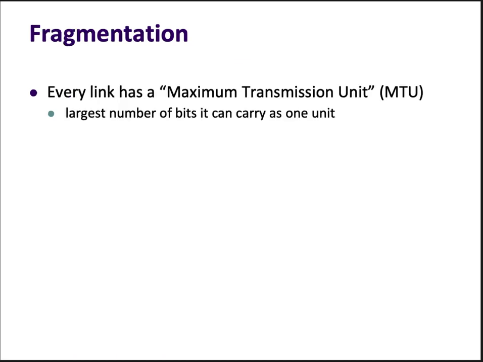Last point on the problems. One of the things that can happen is this question of fragmentation. I think this has come up in earlier lectures where we said every link has a maximum transmission unit. This is the largest unit of data that link can carry. So sometimes a source might send a packet that is larger than some link's MTU. And so when the packet reaches that link, it is the job of the router at the front of that link to do what we call fragmentation, which is to take that packet and chunk it up into smaller packets.